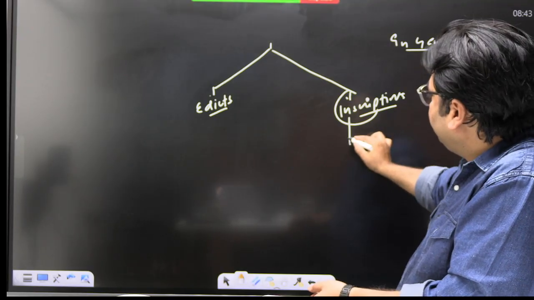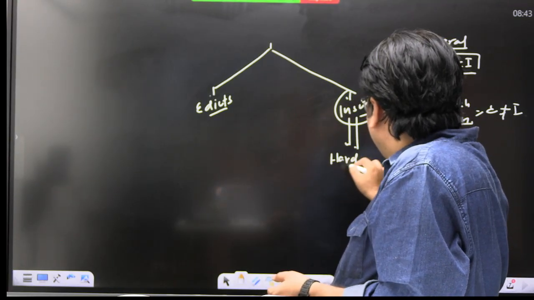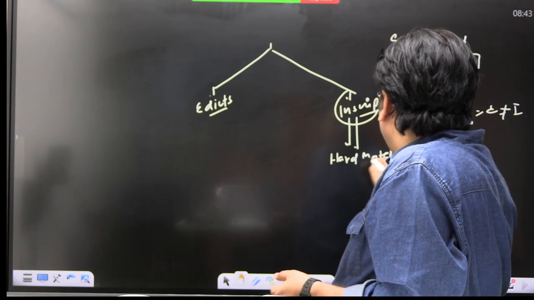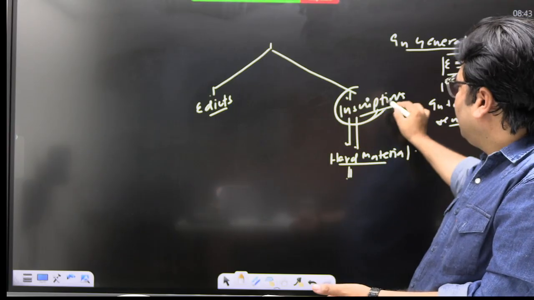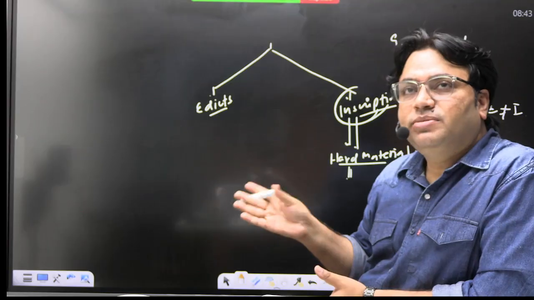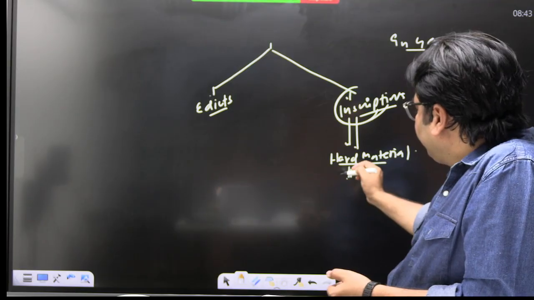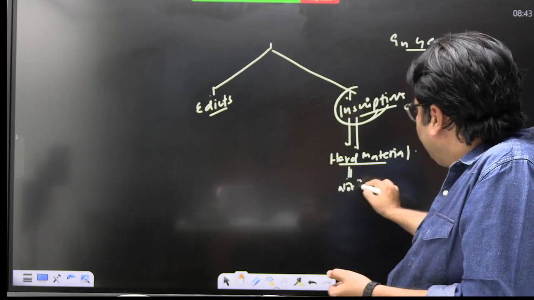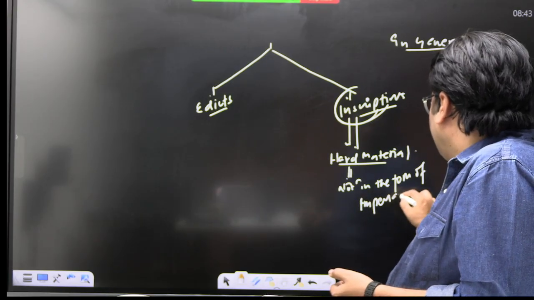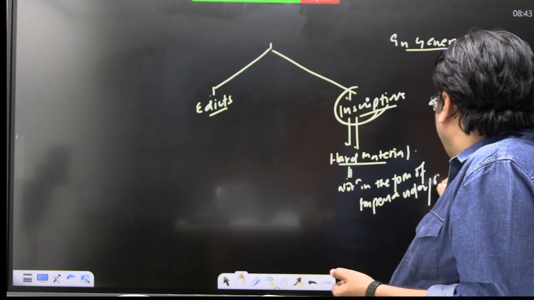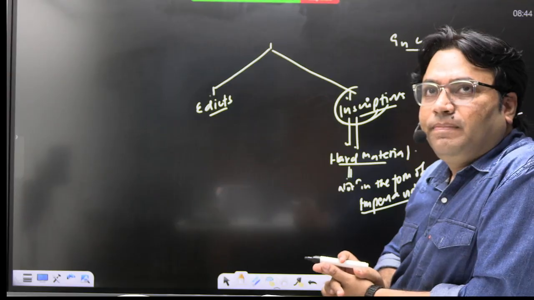Inscription: something that has been written on a hard material. One point I have written here: something that has been written on hard material. Any piece of writing is called inscription. So here we are using a particular context. Something has been written on hard material, and it is not in the form of imperial order or royal order. So this is called inscription, right?